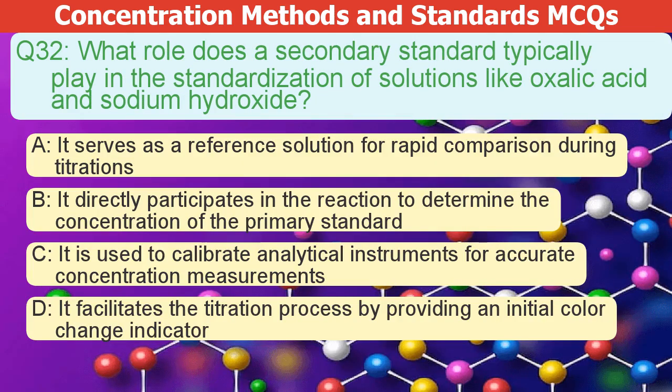What role does a secondary standard typically play in the standardization of solutions like oxalic acid and sodium hydroxide? A. It serves as a reference solution for rapid comparison during titrations. B. It directly participates in the reaction to determine the concentration of the primary standard. C. It is used to calibrate analytical instruments for accurate concentration measurements. D. It facilitates the titration process by providing an initial color change indicator.